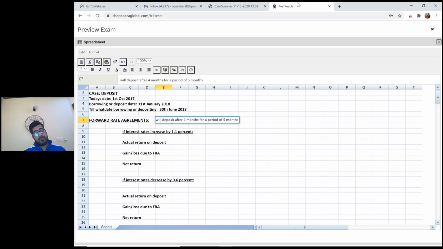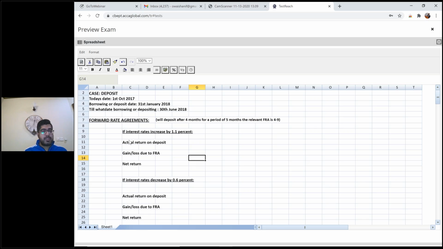There are two FRAs given. If it had been a single FRA, I would have used that. But there are two FRAs. Which one to opt? Let's see the days. Today is 1st October. You need to deposit on 31st Jan. If you count it, it's after 4 months. For how long? Till 30th June, for 5 months. Now, if you need to deposit after 4 months for a period of 5 months, the relevant FRA is 4-9. If you will deposit after 4 months for a period of 5 months, the relevant FRA is 4-9, because 4-9 means the agreement will start after 4 months and last for 5 months.